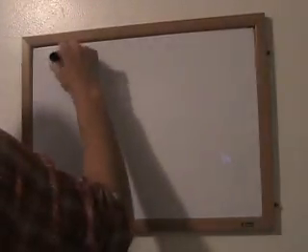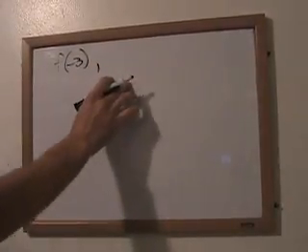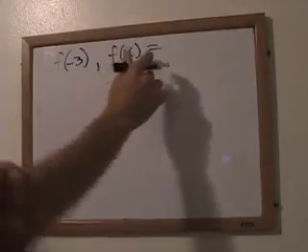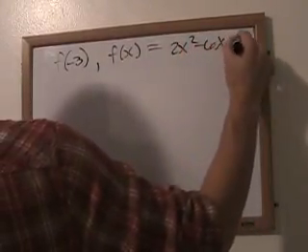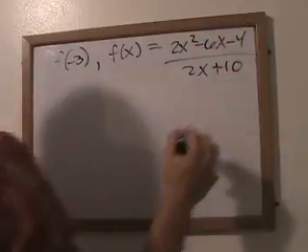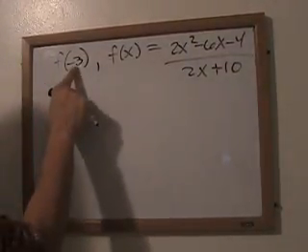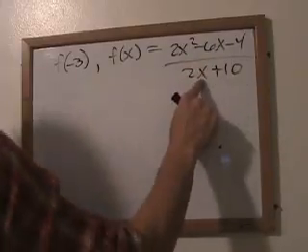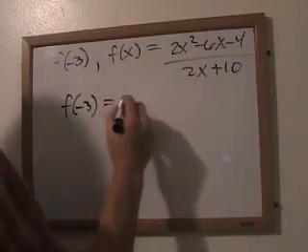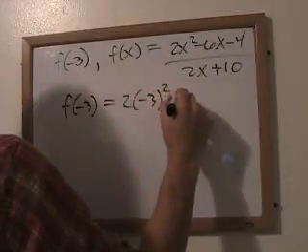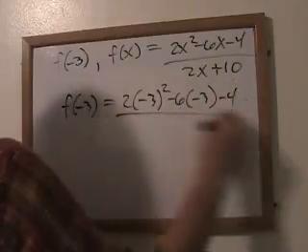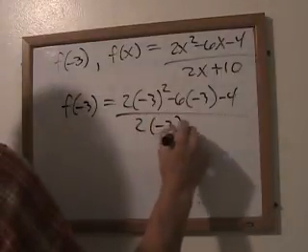There's another one that says evaluate f of negative 3 if f of x is equal to 2x squared minus 6x minus 4 over 2x plus 10. I believe that's what that says. Yes, so I saw your work. You're supposed to take this number, negative 3, and plug it in for all of these x's. So f of negative 3 equals 2 times negative 3 squared minus 6 times negative 3, minus 4, all that over 2 times negative 3 plus 10.